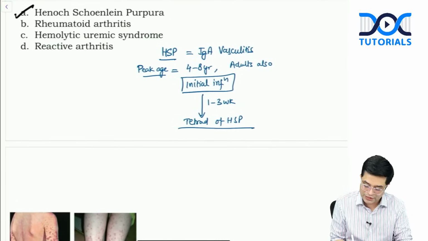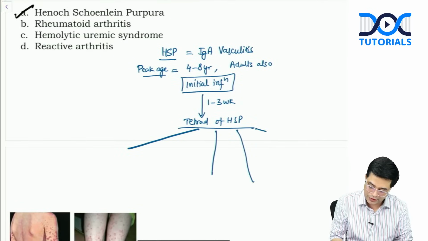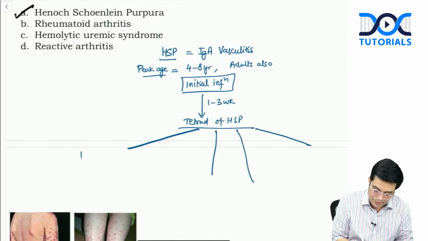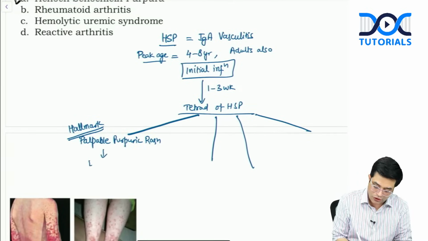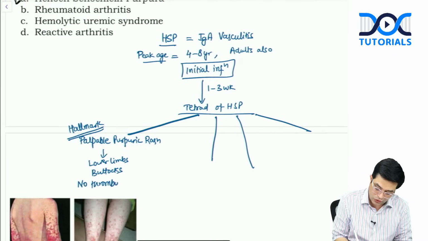What is the tetrad of HSP? Four things that occur together. First thing, there will be a palpable purpuric rash, and this is considered to be the hallmark. Skin involvement is considered to be the hallmark. So palpable purpuric rash, this rash will appear on the lower limbs and on the buttocks, and there will be no thrombocytopenia in these patients. So no thrombocytopenia. This is an old NEET PG question.